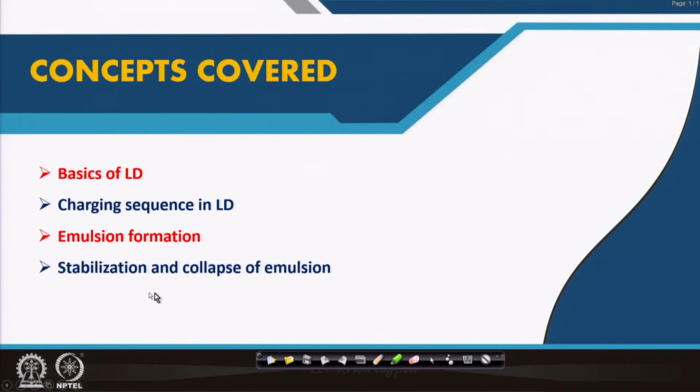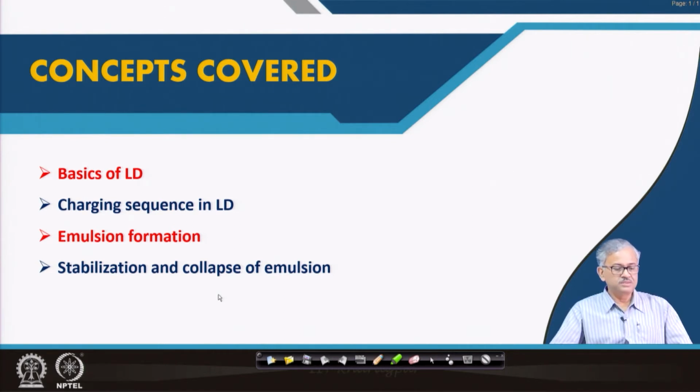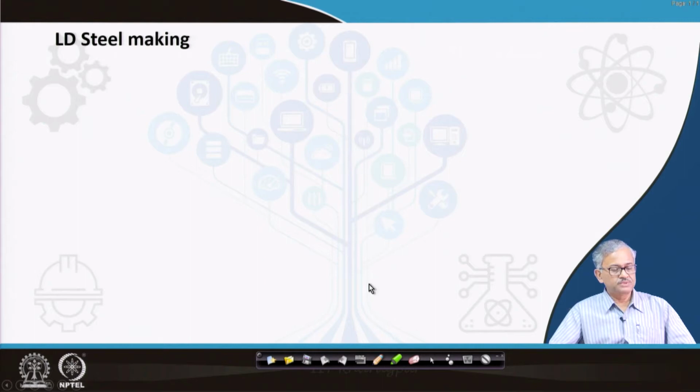And then stabilization and collapse of emulsion, because emulsion is very essential for LD refining. For very fast refining, it is the emulsion that is responsible, and so we have to see how to stabilize it, when the emulsion collapses, and how we can stabilize it. Okay. Now, first, LD steel making, some basics I will talk about.